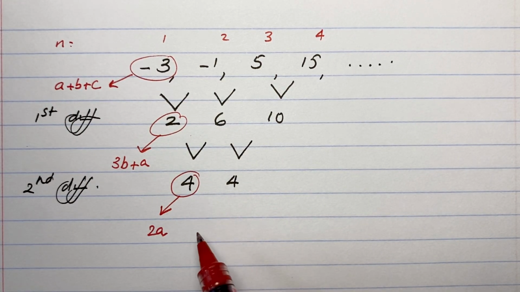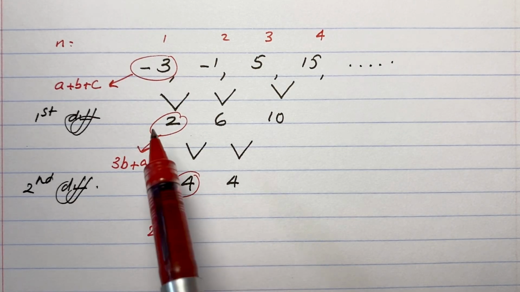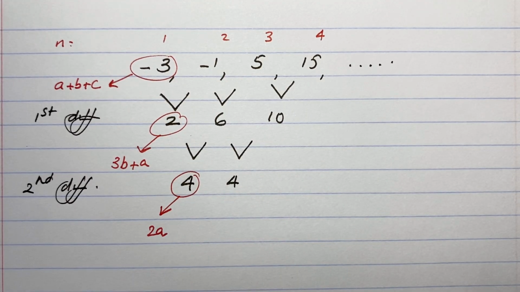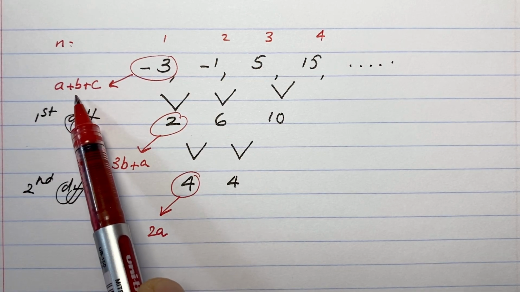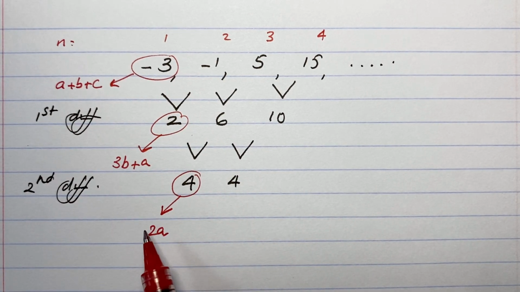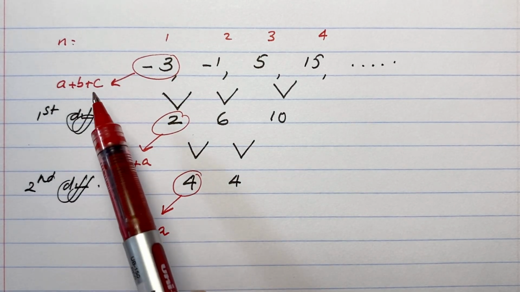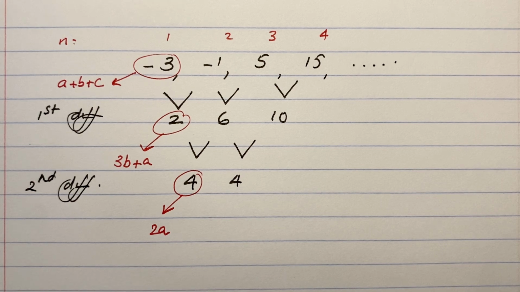The only problem with this method is you've got to memorize. This represents 2a, this represents 3a plus b, and this one represents a plus b plus c. If you think you can't remember these, then you have to do the first method. If your memory is good and you can remember the order of these, then use this method.